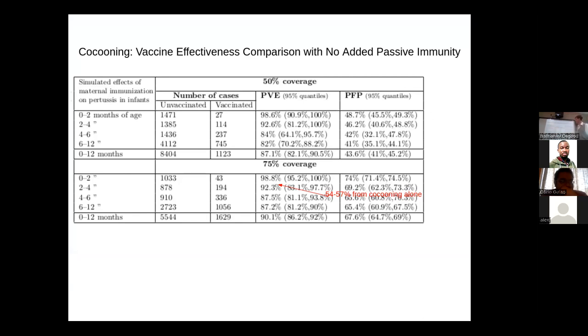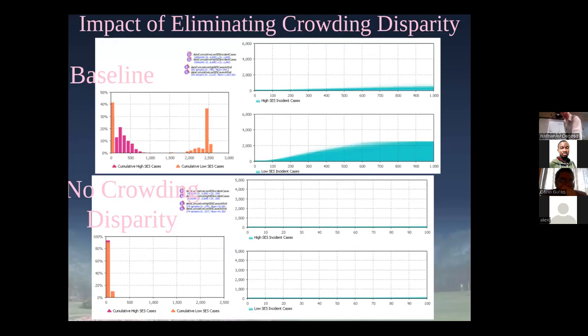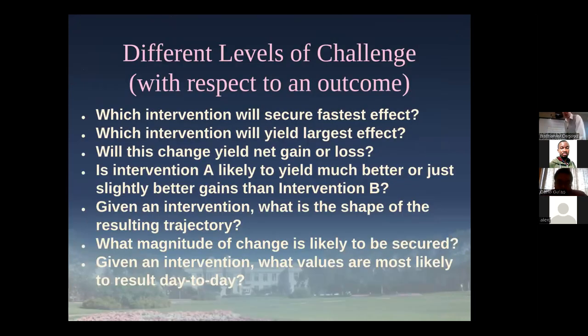So for example, we might look at outcomes for vaccine effectiveness as predicted by a model for maternal immunization for pertussis. This is from work with Wade, Alex Doroshenko and Karsten. Or we might ask, what's the impact of eliminating crowding disparity in terms of spread of infection from our agent-based model? Now, it's worth emphasizing that models come with different levels of uses for which they can be reliably put.